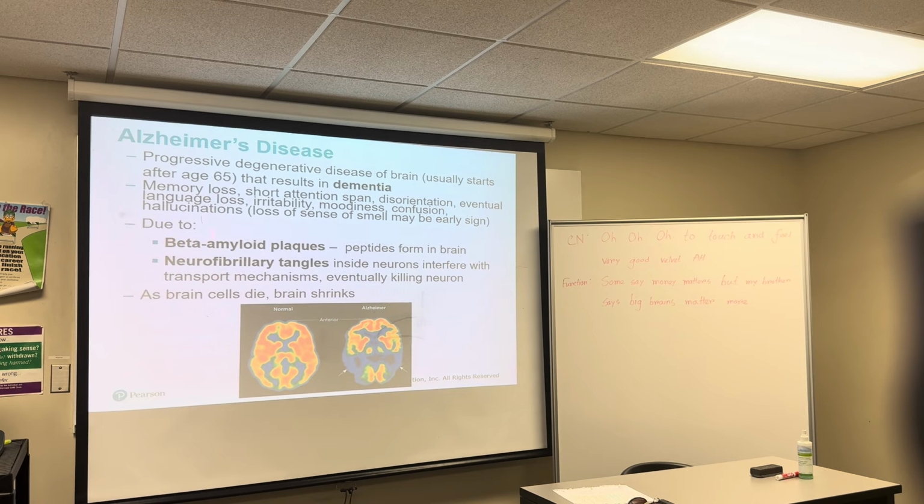Okay. Now let's talk about Alzheimer's disease. Alzheimer's disease is a progressive degenerative disease of the brain that results in dementia, memory loss, short attention span, disorientation, eventual language loss, irritability, moodiness, confusion, and hallucinations. Why does that happen? Due to beta-amyloid plaques, peptides found in the brain, and neurofibrillary tangles inside neurons that interfere with the transport mechanism, eventually killing the neuron. As brain cells die, the brain shrinks. Okay.